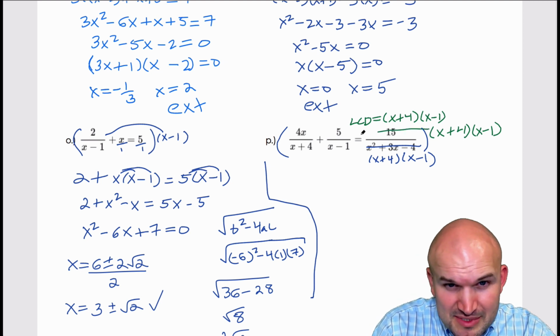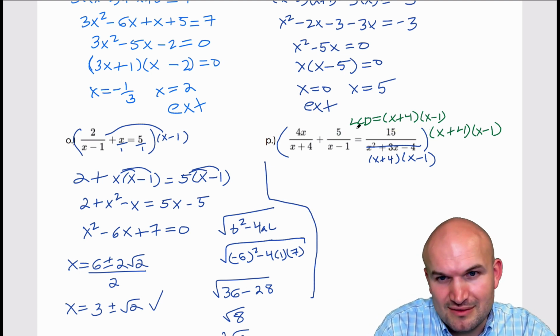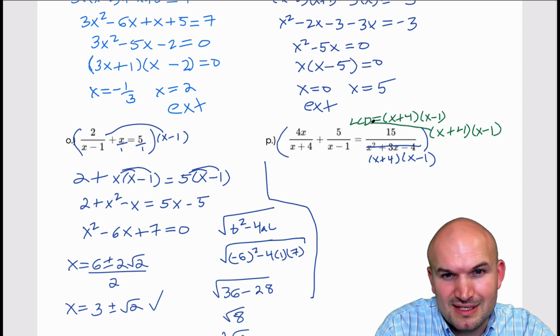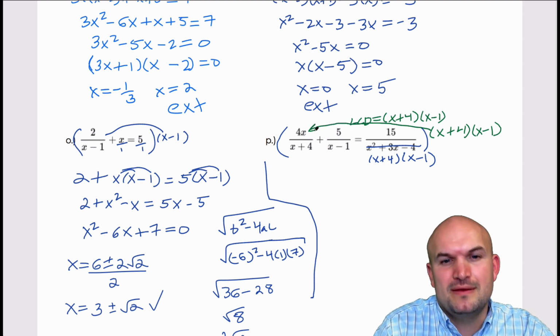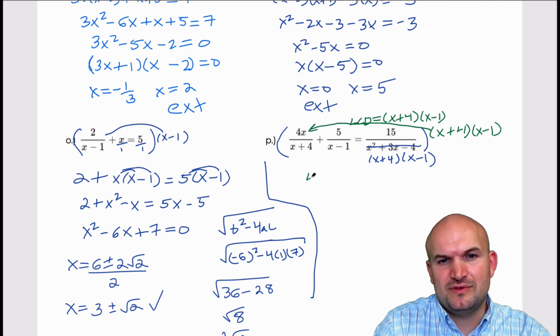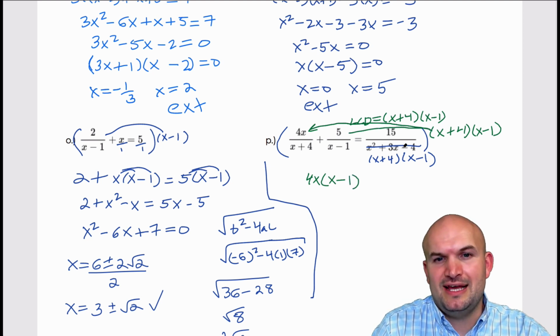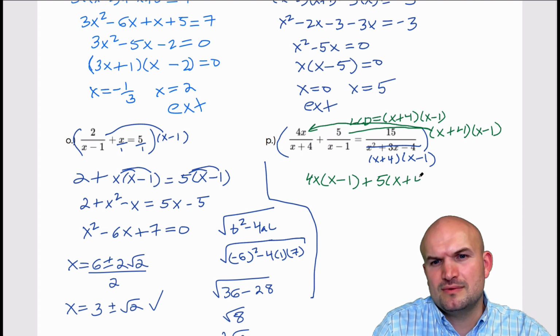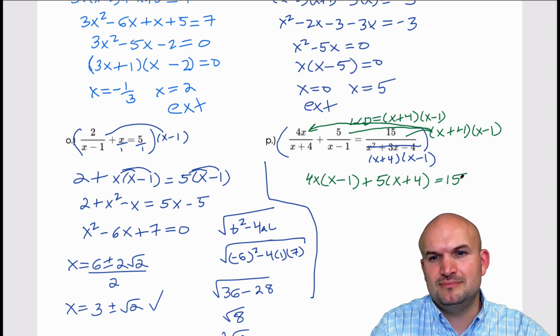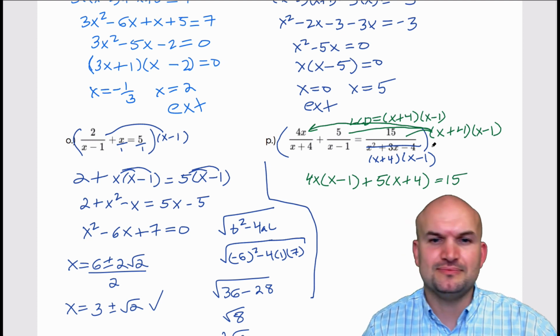When multiplying it times this first expression, the x plus 4's divide out, so I'm left with a 4x times x minus 1. When multiplying it times the second expression, the x minus 1's divide out, so I'm left with a positive 5 times x plus 4. And when I multiply by the last one, I am left with a 15. Just the denominators both divide out.